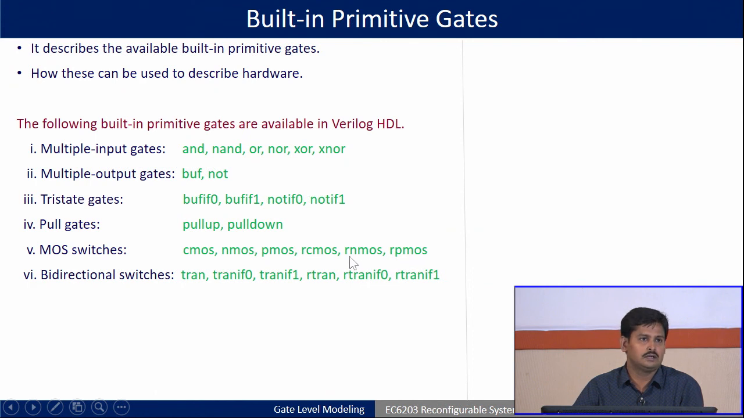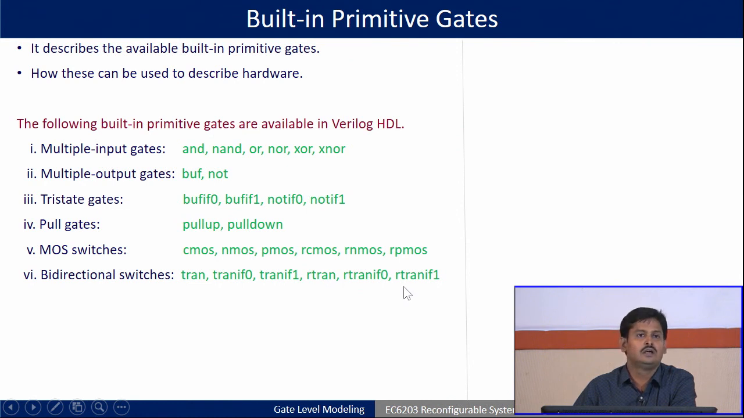We will see what R is. R stands here for resistive, because if it is an ideal NMOS, then when the control signal is high, the output directly takes the input value, but if it is not ideal, then there will be a resistance. That resistance is represented in Verilog coding by using RNMOS, RPMOS or RCMOS. They have tried to model all the transistors and their corresponding behavior in terms of these standard primitive gates. The last one is bidirectional switches like tran, tranif0, tranif1, rtran.